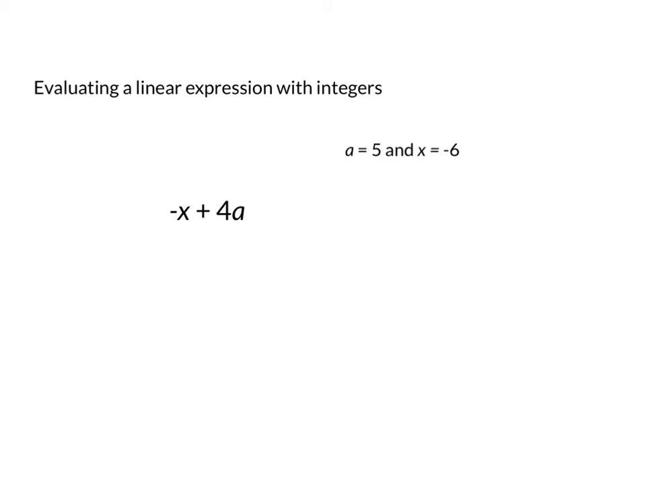So they ask for a negative x. Negative x is the same as saying you want to take x, which is negative 6, and make it the opposite sign. So instead of a negative 6, I'm going to end up with a positive 6. So I'm going to make a negative 6. So that becomes positive.